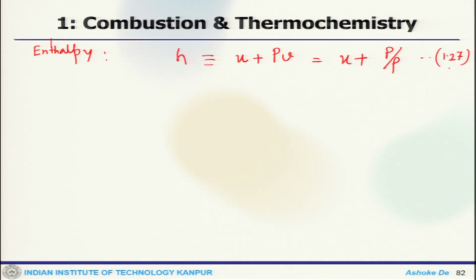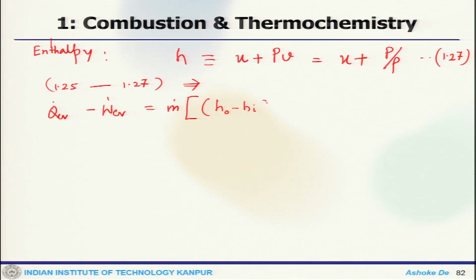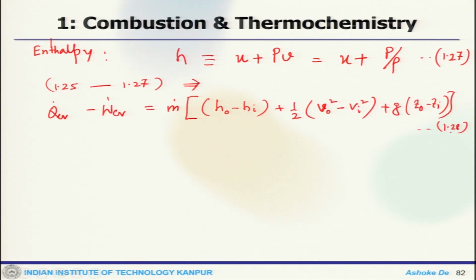So, if you couple the previous equations, like 1.25 to 1.27, and combine all of them, you will essentially get Q dot CV minus W dot CV equals m dot times H naught minus Hi, that is the outlet and inlet states, plus half of V naught square minus Vi square, where V is velocity, plus g Z naught minus Zi. So, this is the difference of two different states. Again, this includes all the masses.